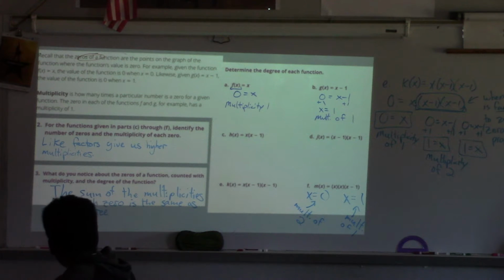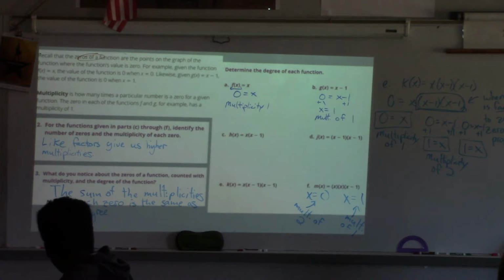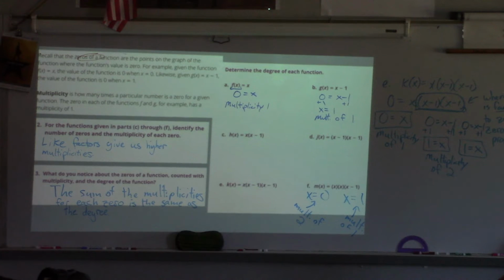And I do want to point this out. Did we say the sum of the multiplicities for each x-intercept? No, because what kind of zeros can we get that would not be x-intercepts? Complex, the imaginary ones, right? So that's an important distinction, that it's the sum of the zeros and their multiplicities, not necessarily the sum of the x-intercepts, because you can totally have complex zeros.